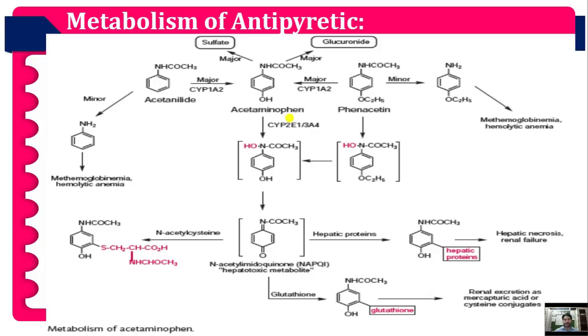Metabolism of antipyretics. Generally, acetanilide and phenacetin are mostly converted into acetaminophen. This acetaminophen is mostly conjugated with glucuronide in adults and sulfate in children. But in a minor way, phenacetin produces aniline derivatives and acetanilide produces aniline, and both of these aniline derivatives produce methemoglobinemia and hemolytic anemia. In overdose of acetaminophen, it goes through another pathway and produces N-acetyl-imidoquinone derivatives.